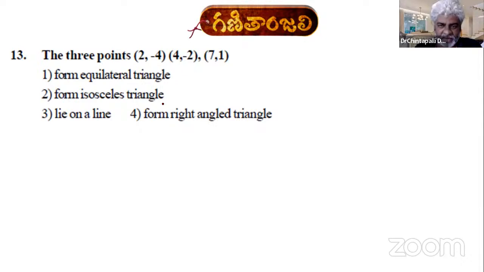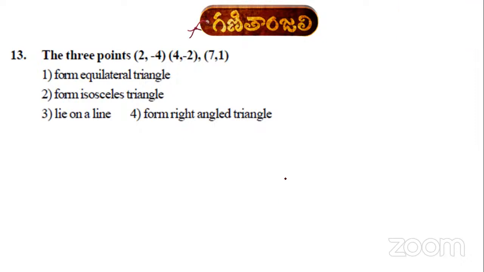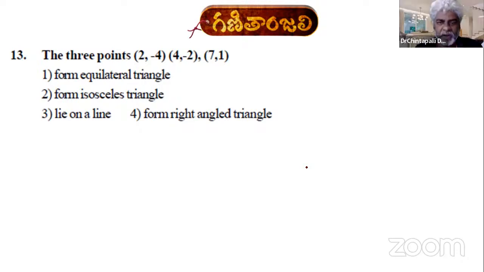See, let me clarify this. We are not talking about this point. AB square plus BC square is equal to AC square. What does it mean?